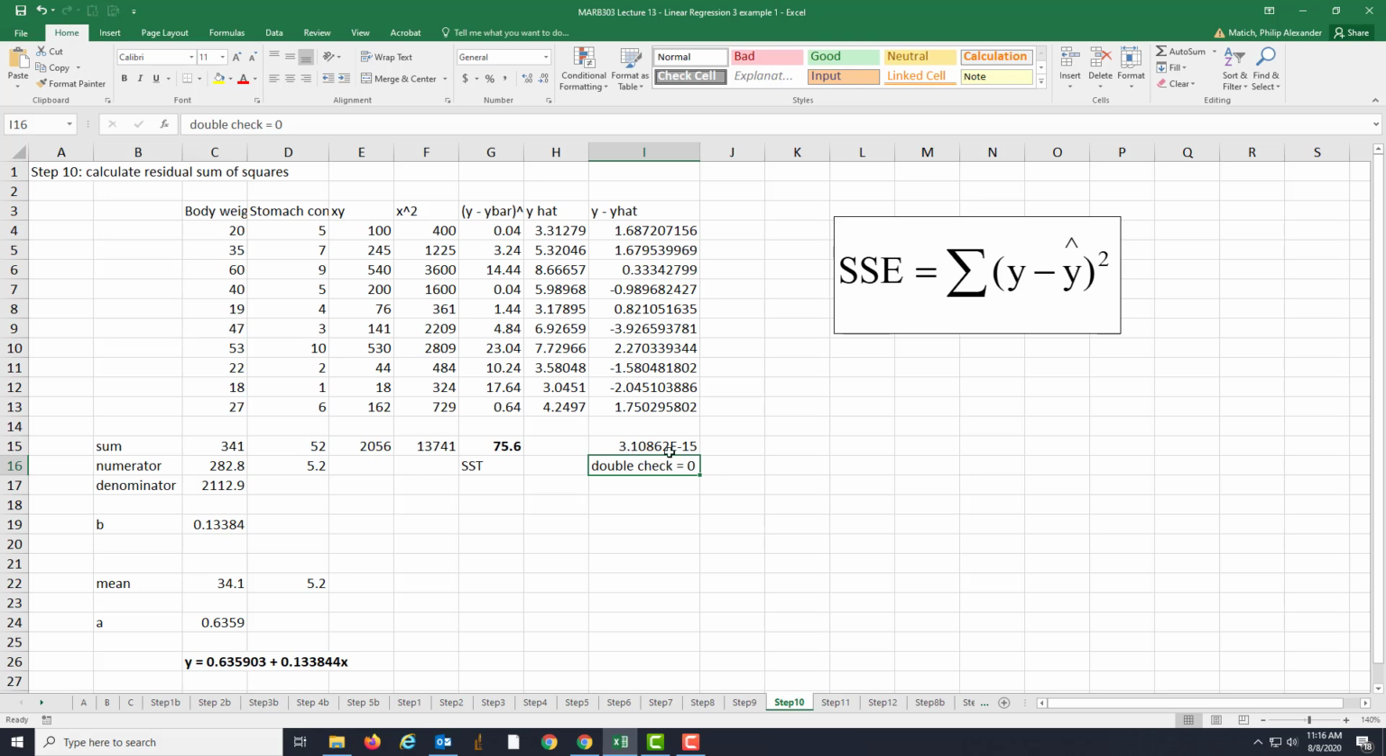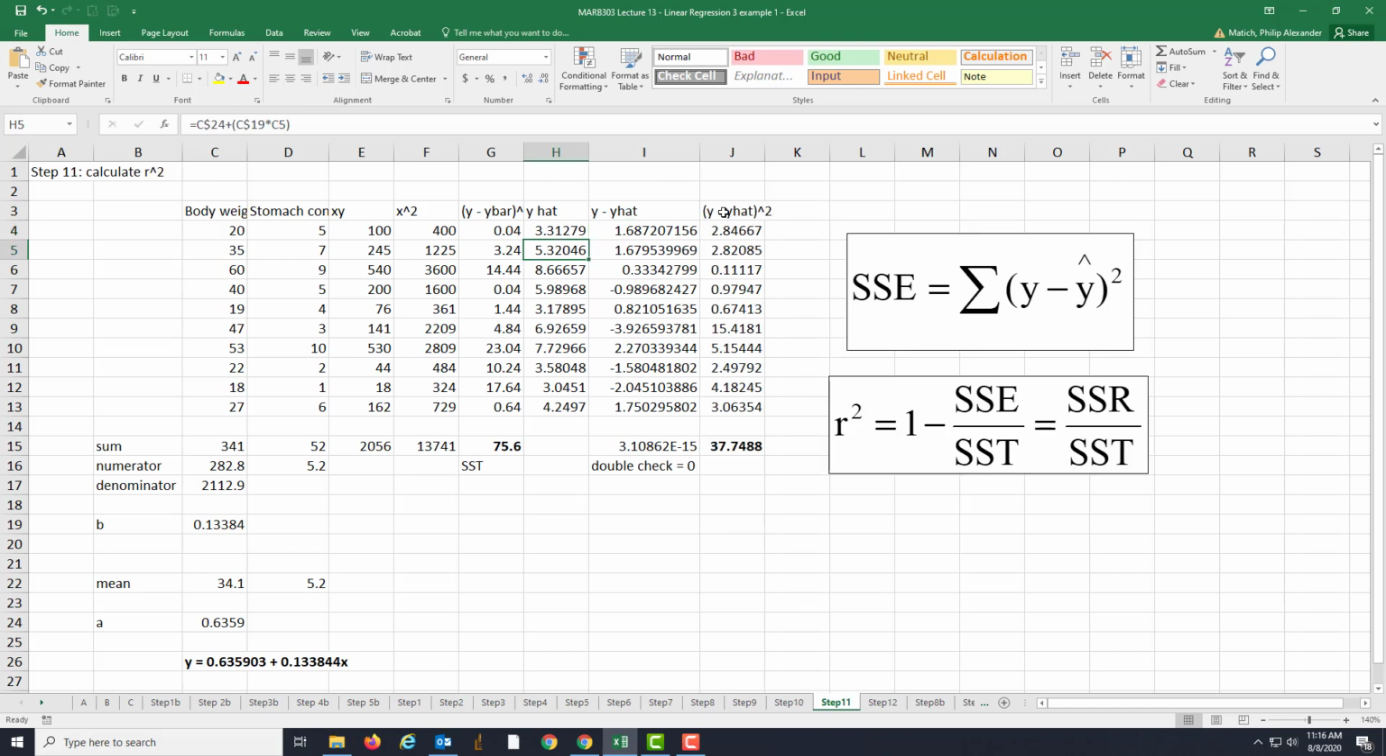So this is 3.1 to the negative 15th. If your value is not close to 0, it means that you've made a miscalculation somewhere. It could be that your regression formula is off, or the calculations that you made for y hat are off, or the differences are off. After we've done this, we then need to square each one of these values, and then take the summation. This is going to be our residual sum of squares.